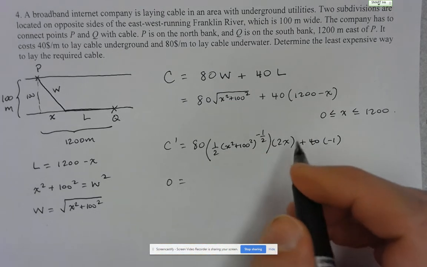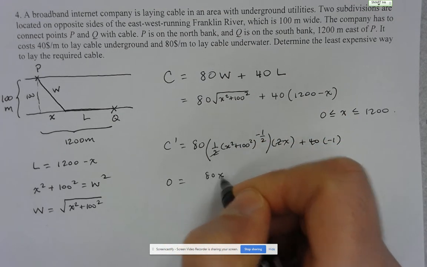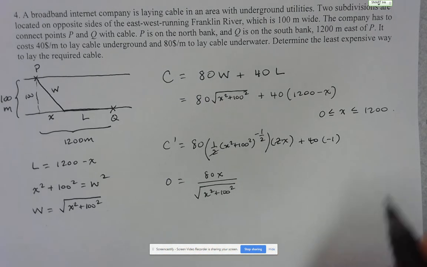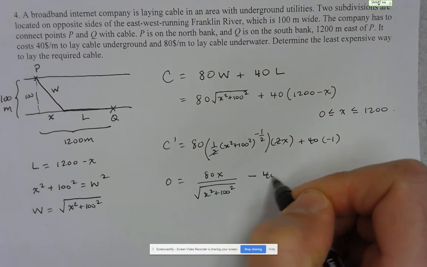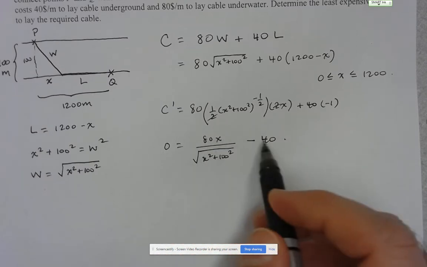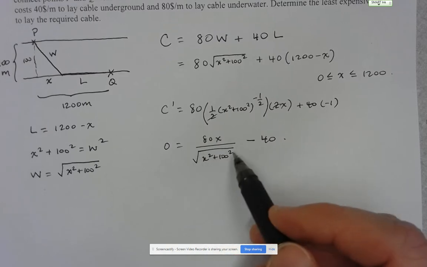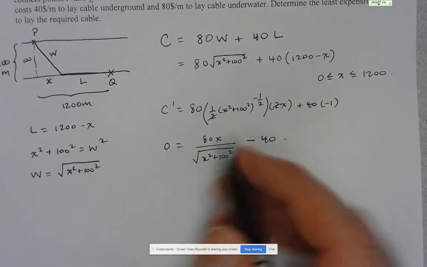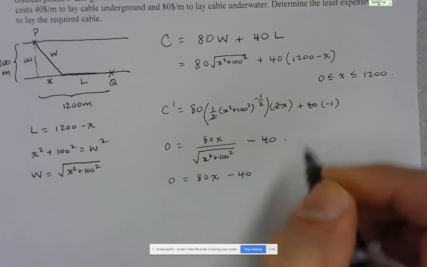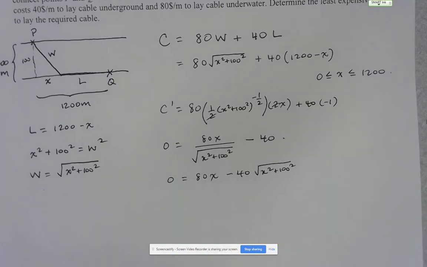So 0 is equal to, so I see the 2's cancel out here. So I have 80x all over the square root of x squared plus 100 squared. Okay, and then minus 40. So in order to solve this, I'm just going to multiply both sides of the equation by this square root to get it out of the denominator. So here that's just 0. So 0 equals 80x minus 40 times square root of x squared plus 100 squared.